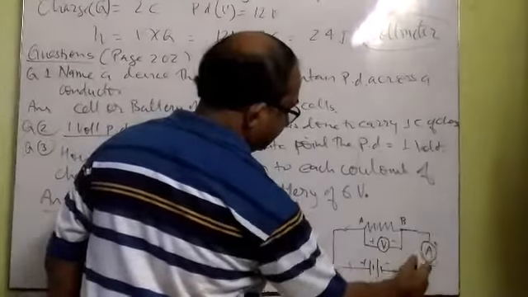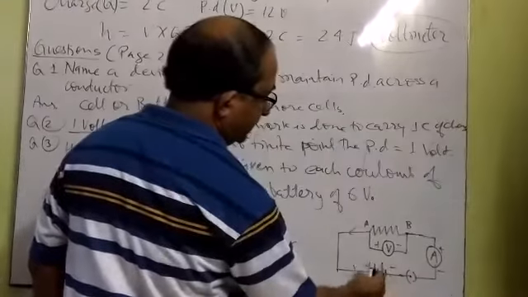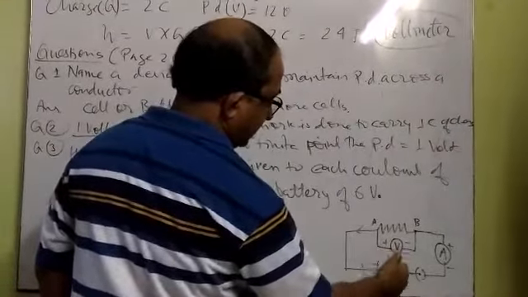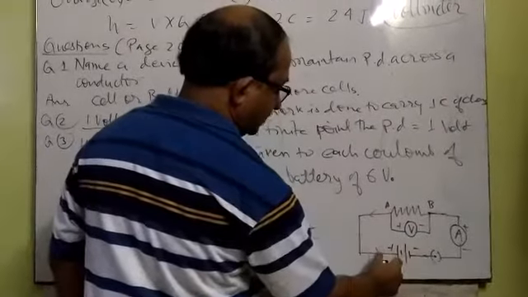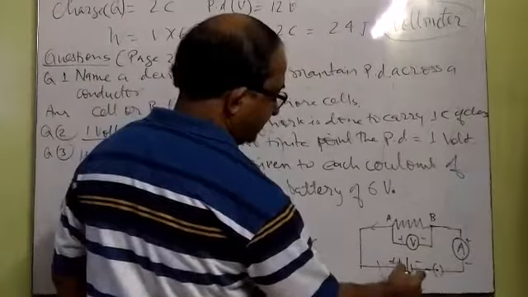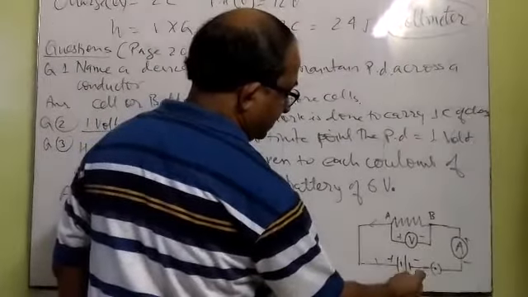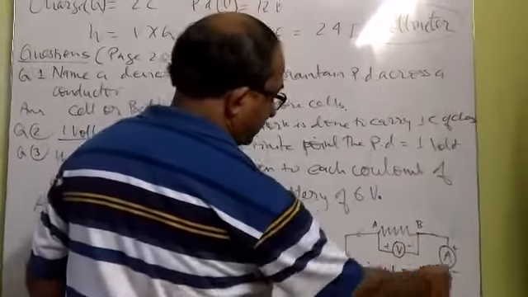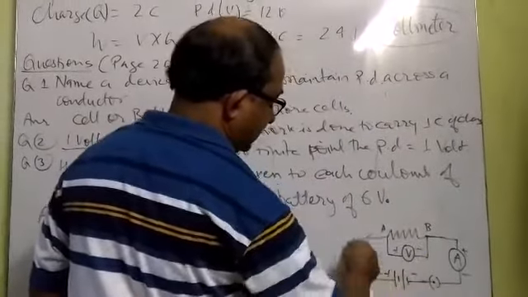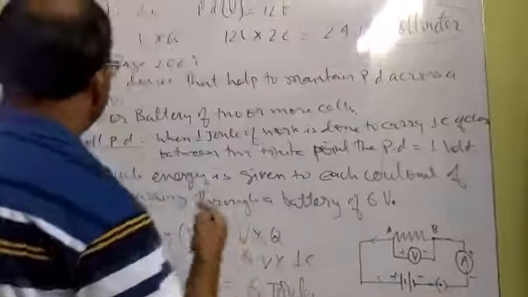This is the battery which maintains the potential difference across the two endpoints of this resistor. The positive terminal has high potential, the negative terminal has low potential. Because of the potential difference, the charge will flow from one terminal to the other, and the conventional current flows from the positive to the negative terminal.